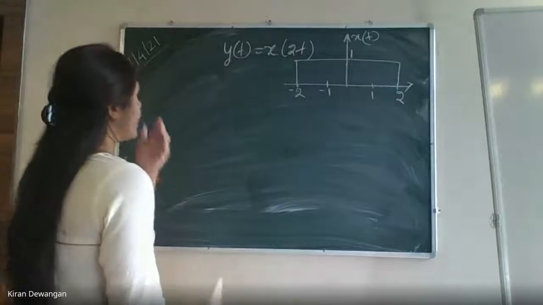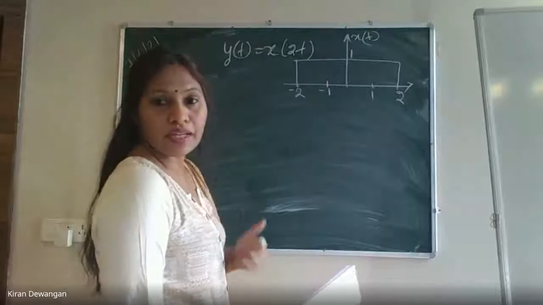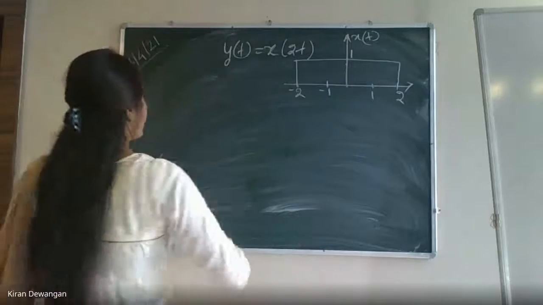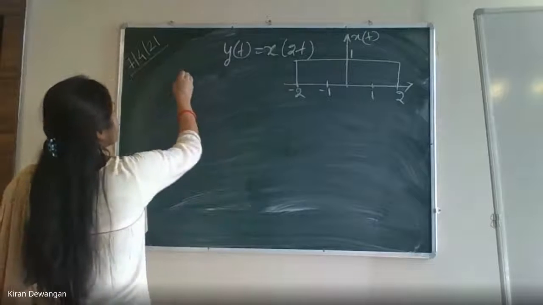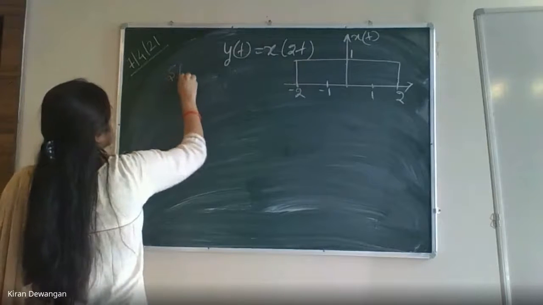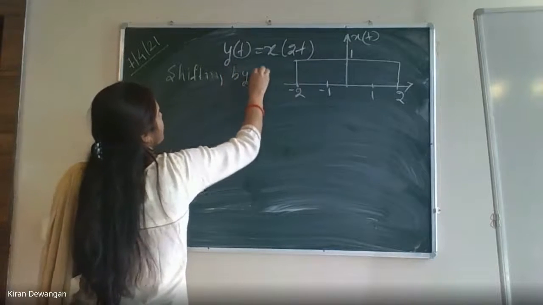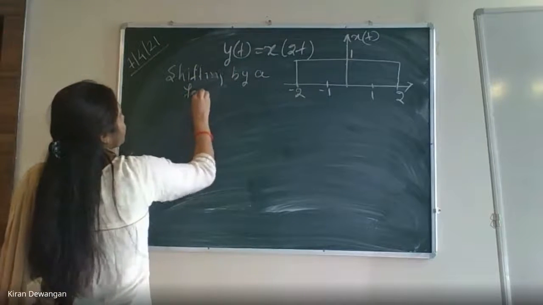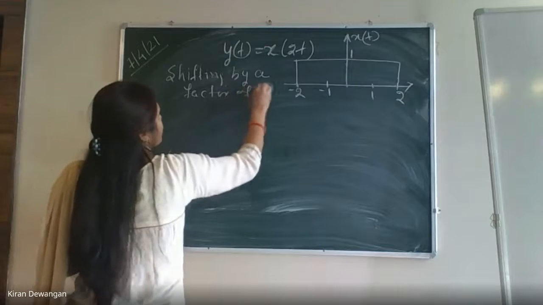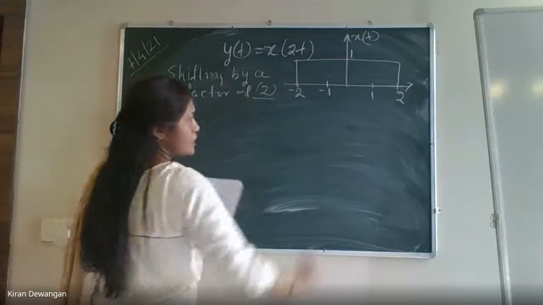Now how will we find out? By showing graphically whether the system is time variant or invariant. Now by just shifting it by a factor of 2. ठीक है? हम 2 से शिफ्ट करेंगे.